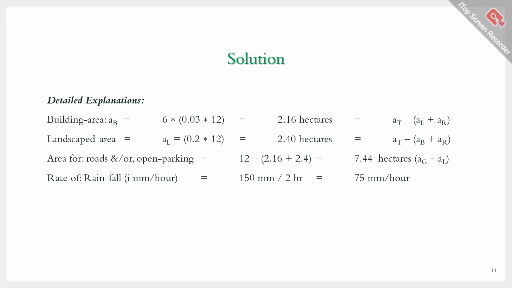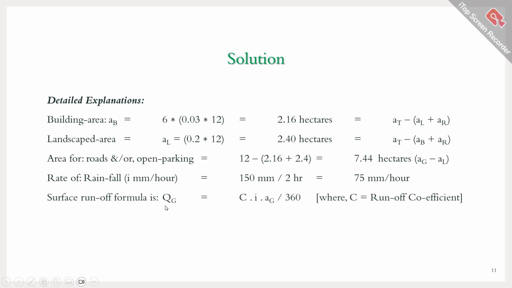So per hour rainfall will be 75 millimeter per hour. Now, surface runoff formula will be Q equals C I A by 360, where C is the runoff coefficient. So CIA by 360 is the formula for the runoff. How this formula came into the picture, that we will explain. So C is the coefficient of runoff. See, coefficient means what? The fraction of the total rainfall that is contributing to runoff. That is the coefficient of runoff.